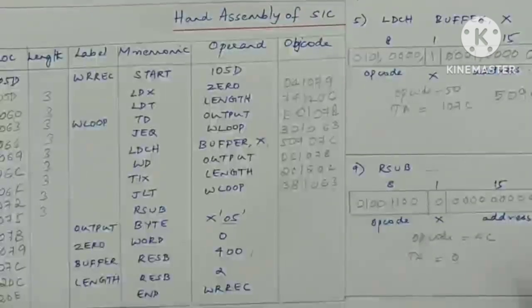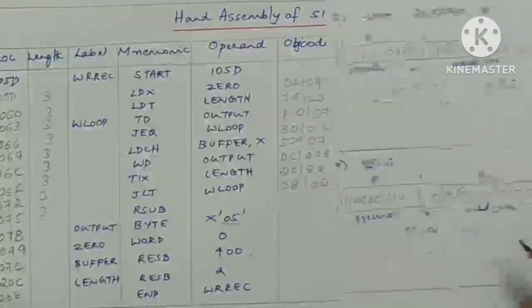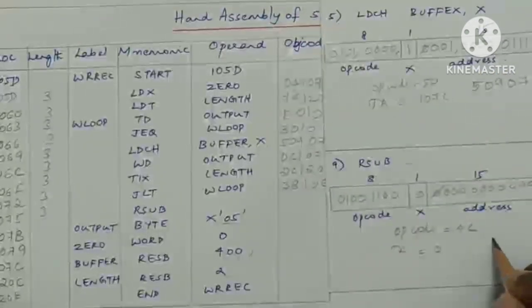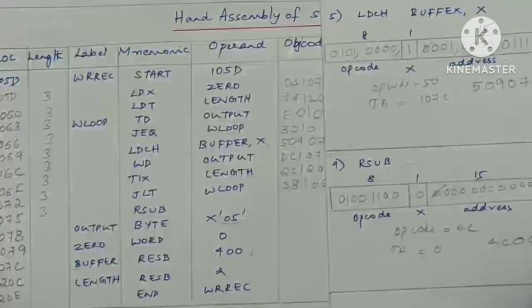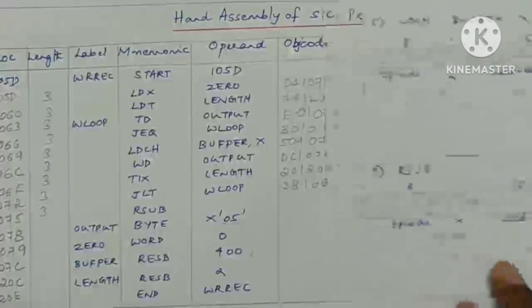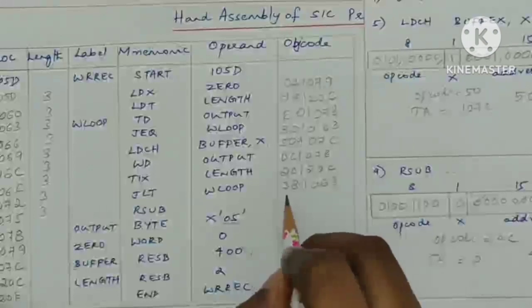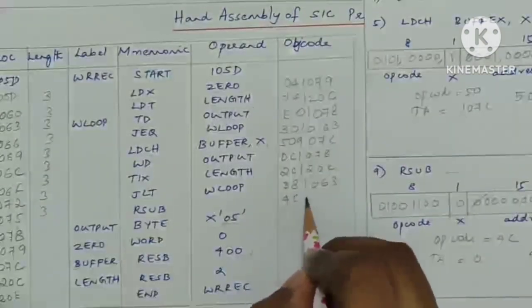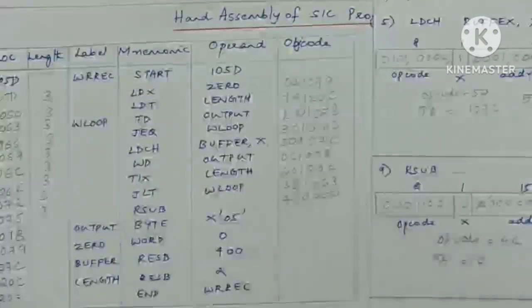So now when you write the equivalent hexadecimal value, you will get 4C followed by all zeros. So this will be your object code corresponding to RSUB. 4C followed by zeros.